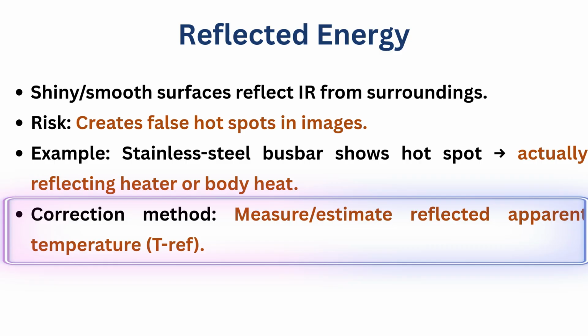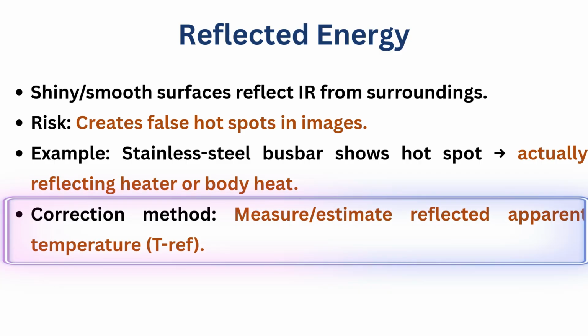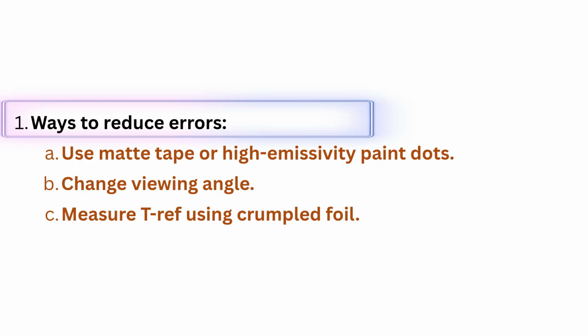Okay, so that's why it's very important that we always put the reflected apparent temperature in our camera. So what is this reflected apparent temperature? It is the estimation of the heat reflected from that particular object. So how can you reduce these reflection errors?